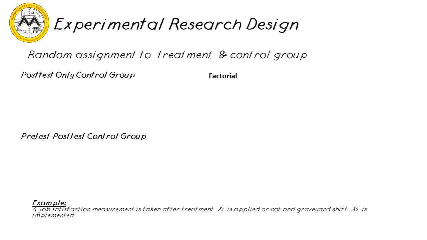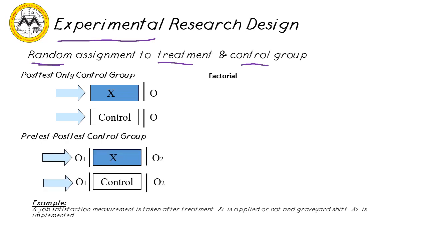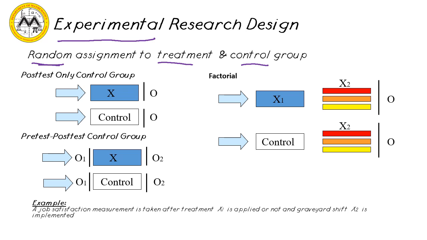Next is the experimental research design. When you say experimental research design, the main characteristic of experimental research design is the elements of the treatment and the control group is randomly assigned. So you randomly select elements that would go under treatment group and control group. So we have three. We have the post-test only control group. We have the pre-test post-test control group and the factorial analysis.